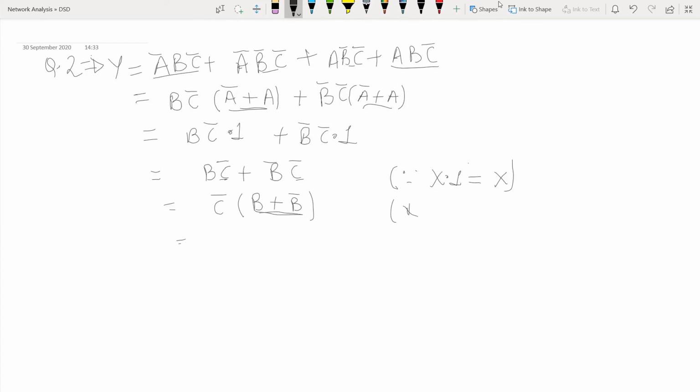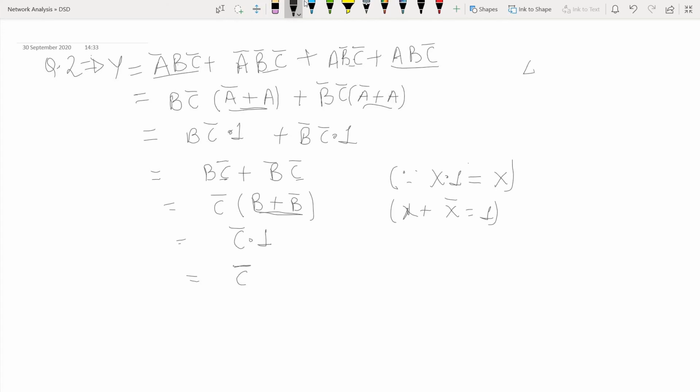OR law says that x plus x bar equals 1. We have also seen this in the last question. Then this is equal to 1. So then this is C bar dot 1. As per AND law, this is C bar. Now here also we can conclude to implement this expression we need 1, 2, 3, 4.